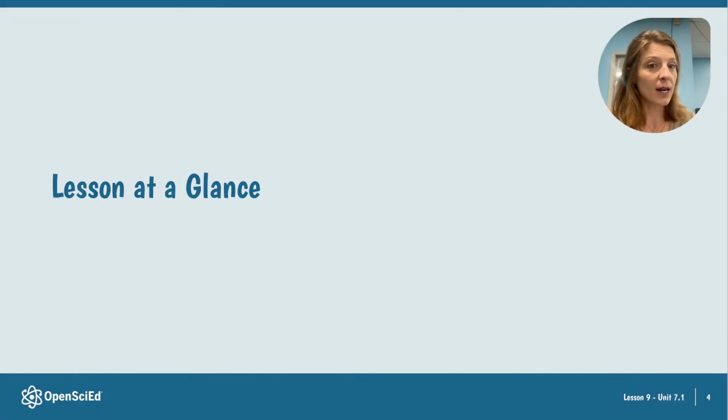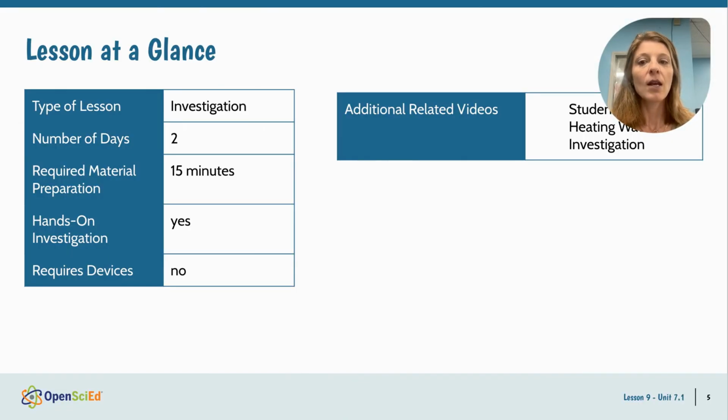Let's take a look at a lesson at a glance to see how we're going to get our students to answer this question. This lesson is an investigative lesson, and it takes about 2 class periods. It requires about 15 minutes of preparation, and there are hands-on investigations. Now, if you're not allowed to use open flames in your classroom, there is a student-facing video that can be found on the OpenSciEd website.